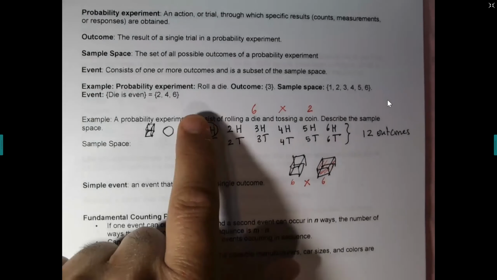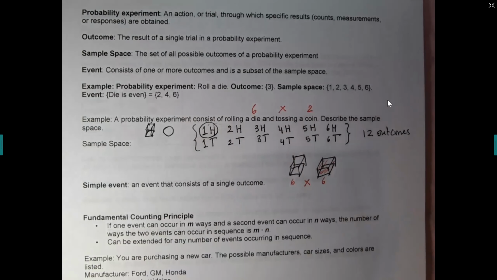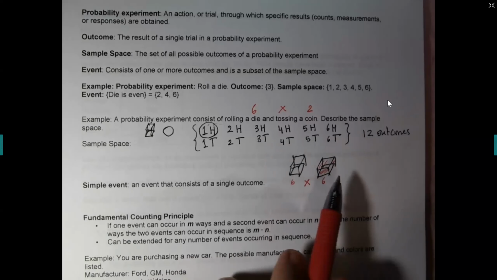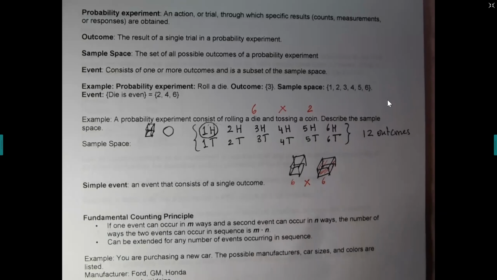You don't even need to list them, guys, to figure out how many outcomes. You just multiply the events. How many times the first event can happen, how many times the second event can happen, you just multiply the two. 6 times 6. So if you guys toss 3 dimes, how many outcomes are there?